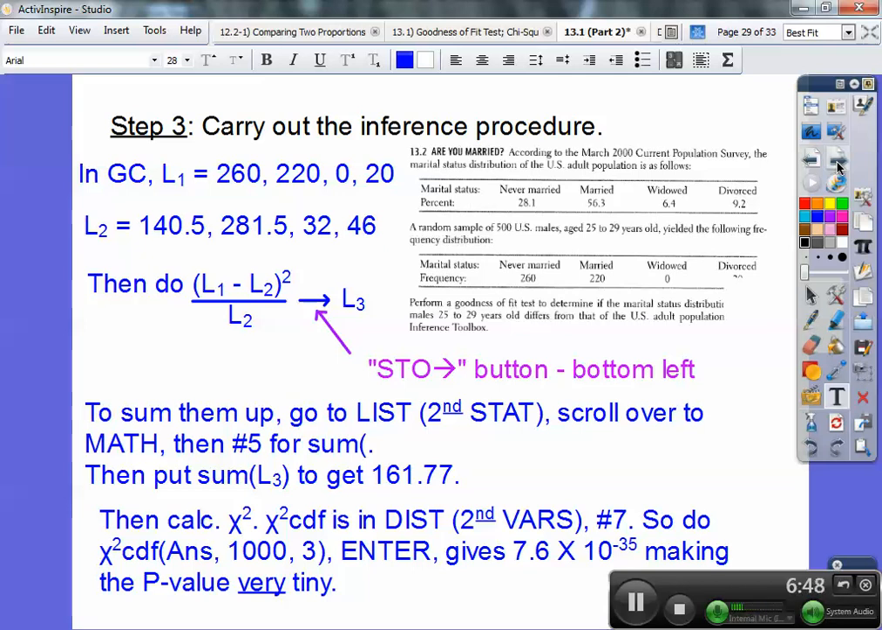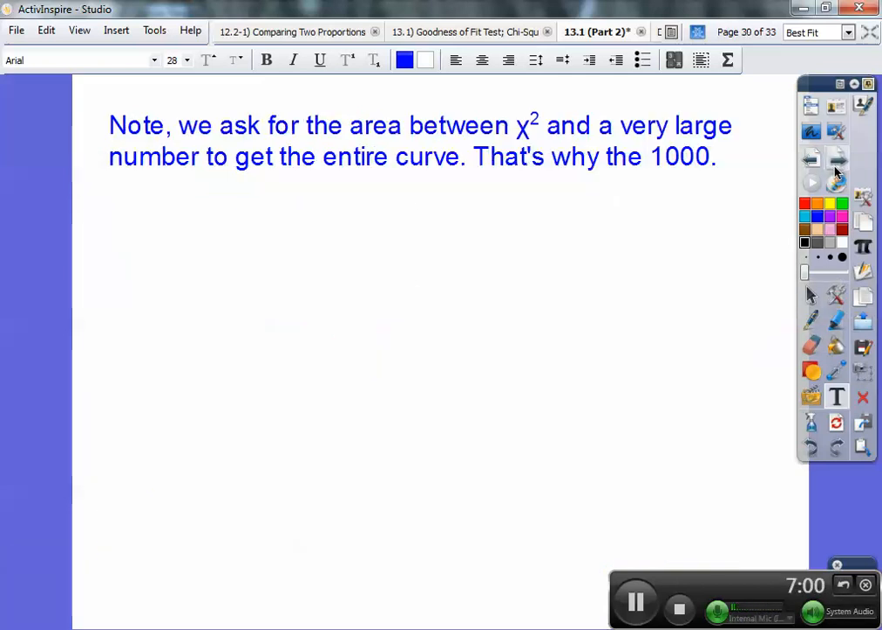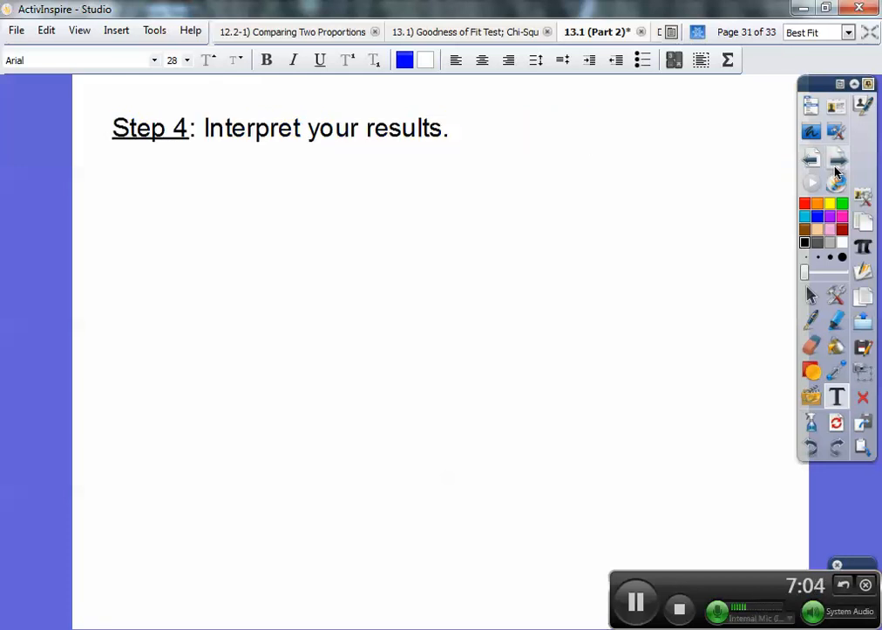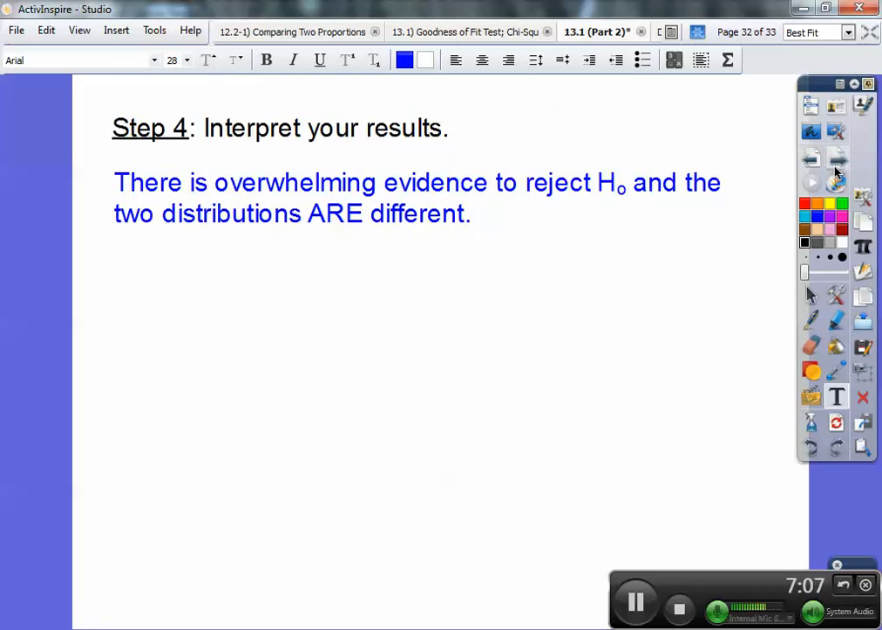Okay, and then enter, and then it gives me this number right here, 7.6 times 10 to the negative 35. That means that decimal goes to the left 35 spots, so that makes the p-value extremely tiny. Okay, so just explain that 1,000 right there. So interpret your results. All right, there's overwhelming evidence to reject H0, and the distributions must have to be different. There we go.